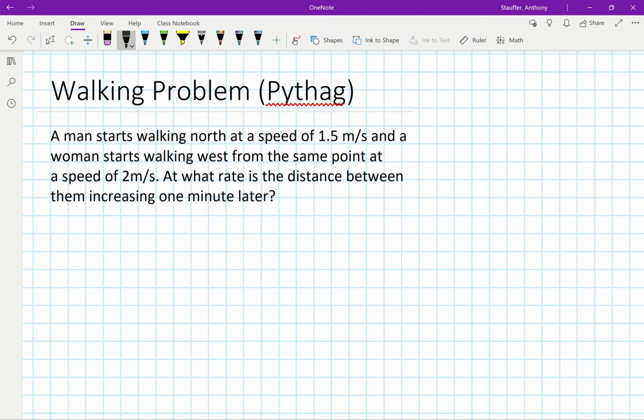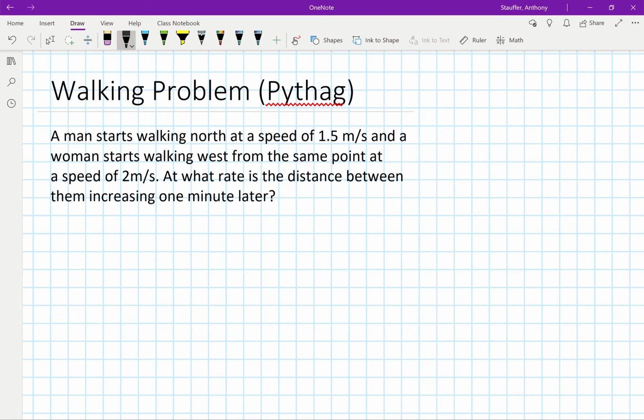So what we're going to do here is we're going to start with what's this question asking and what's this question telling me. A man starts walking north at a speed of 1.5 meters per second, and a woman starts walking west from the same point at a speed of 2 meters per second. At what rate is the distance between them increasing 1 minute later?